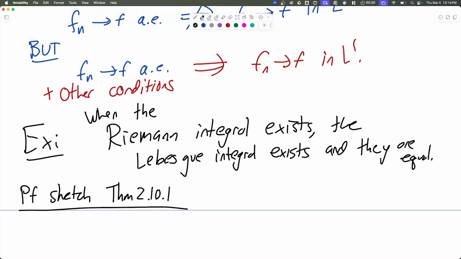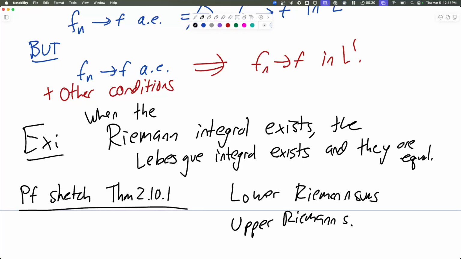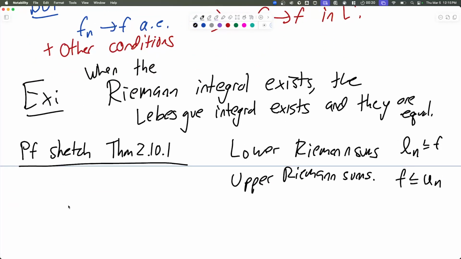The idea is you look at the lower Riemann sums and the upper Riemann sums. The Riemann sums sandwich the original function from above and below. Call the lower ones L_n, functions that live below the function f, and then you have upper functions that live above f, the U_n. You prove that the L_n and the U_n converge almost everywhere to the original function. So L_n converges to f almost everywhere, and U_n converges to f almost everywhere.